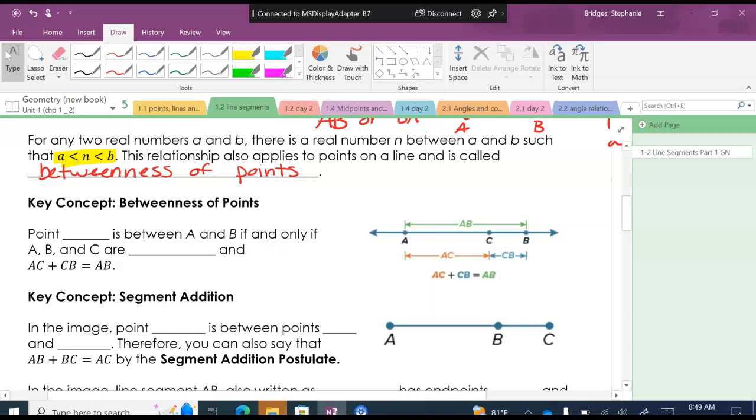right. If we're looking at the picture to the right of the next key concept, the betweenness of points, do we see we have points A, C, and B on the line? Do you guys see the points A, B, and C on your line next year? So which one is between A and B? C. So point C is between A and B if and only if A, B, and C are collinear on the same line.